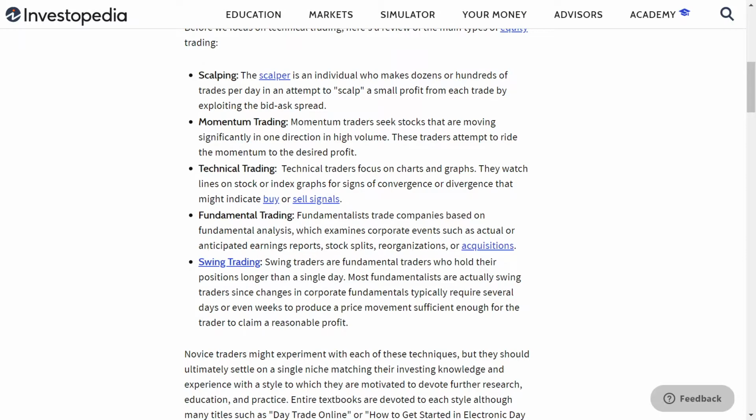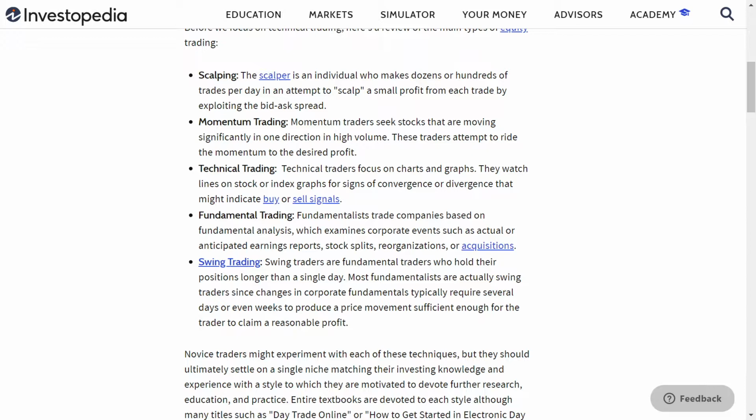The next thing I wanted to cover is the different types of trading. We have scalping, momentum trading, technical trading, fundamental trading, and swing trading. Scalping is pretty self-explanatory. You want to scalp here and there, in and out very quickly, maybe seconds or minutes, depending on what you're doing. This is not recommended for a beginner trader if you really don't understand what the bid and ask spread is. The bid is basically the current bidding price. The ask is what someone's expecting to sell their given shares for at that price.